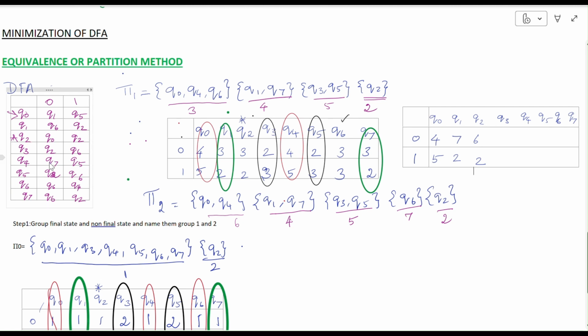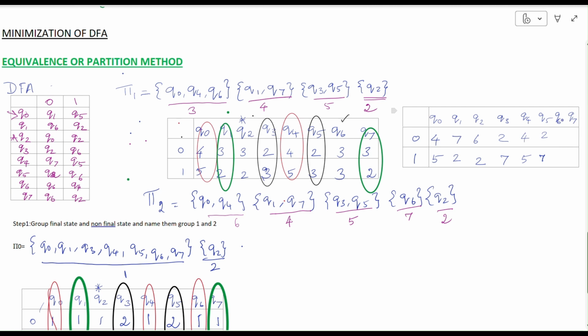Q3 goes to Q2 and Q6, so 2 and 7. And Q4 on receiving 0 goes to Q7 and on 1 it goes to Q5. Q7 is of group 4 and Q5 is of group 5. And Q5 on receiving 0 goes to Q2 and on 1 to Q6. Q2 is 2 and Q6 is 7.